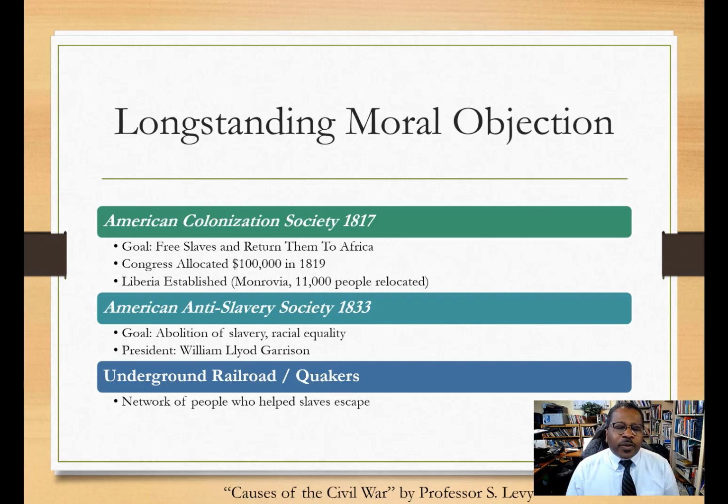And then you had individuals working in small groups and sometimes individually on what was called the Underground Railroad. That wasn't a physical railroad, but it was a network of people who would help slaves escape by hiding them in their basements, in their barns, in their churches, and helping them get from one location to the next until they ultimately made it to a free state or made it into Canada. So opposition to slavery had always been there.